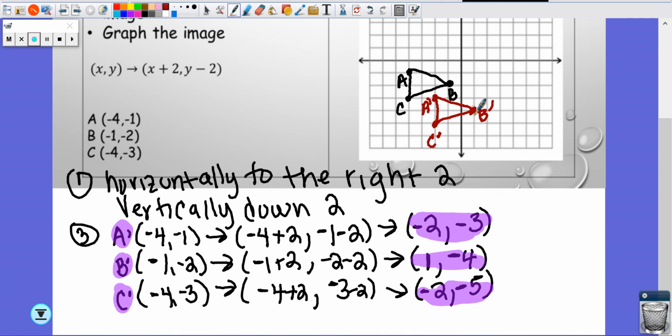And if you make mistakes, babies, it's okay. Just erase and do it again. It's no worries. Make sure you do it with a pencil, erase, and do it again. And you can always check by counting.